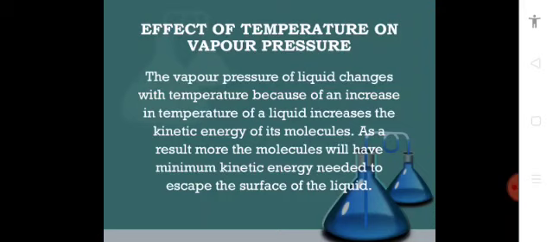Effect of temperature on vapor pressure. The vapor pressure of a liquid changes with temperature because an increase in temperature of a liquid increases the kinetic energy of its molecules. Means when we heat the container, the temperature of the liquid increases, and as a result its kinetic energy also increases. When the kinetic energy increases, more liquid will convert to the vapor form, and as a result the vapor pressure also increases. More molecules will have the minimum kinetic energy needed to escape the surface of the liquid.